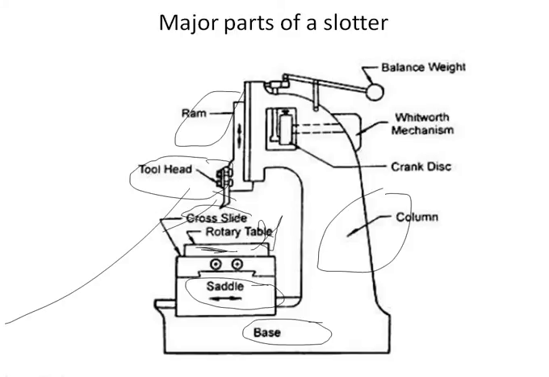Like in a shaper, the fast cutting motion is imparted to the tool and feed motions to the workpiece. In a slotter, in addition to longitudinal and cross feeds, a rotary feed motion is also provided in the work table.